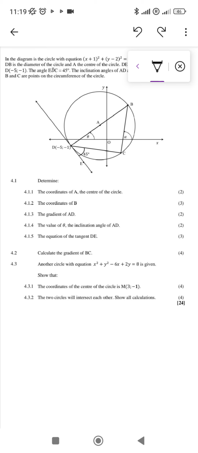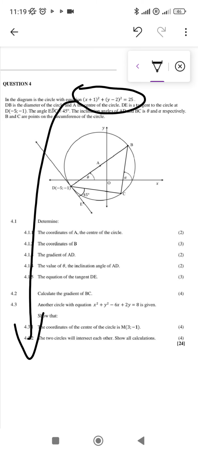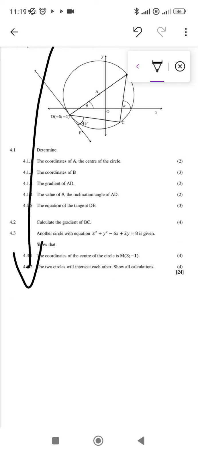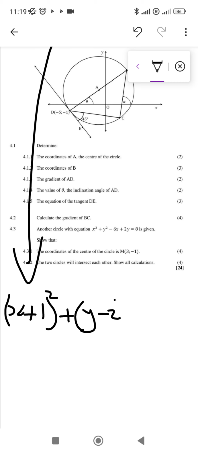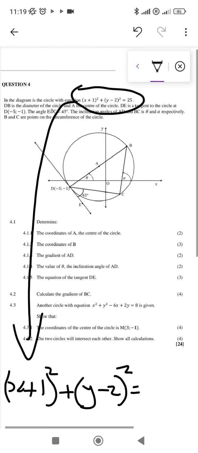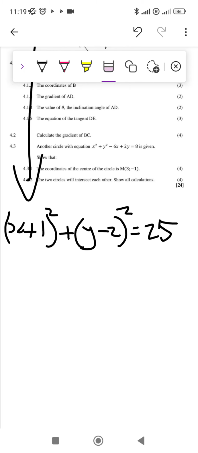Right, so let's go back to this part, and I'm going to just write it down here at the bottom quickly. So we've got (x + 1) squared, plus (y - 2) squared, and all of this is equal to 25. All right, great. Let's maybe write this a little bit nicer.